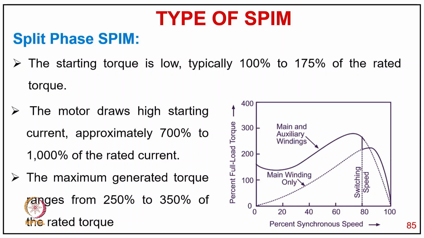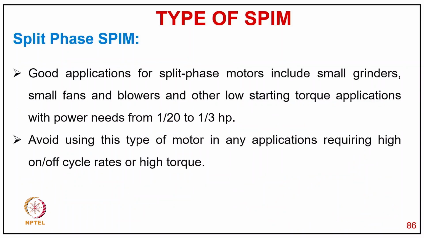The starting torque is low, typically 100% to 175% of rated torque. The motor draws high starting current, approximately 7 to 10 times the rated current, and the maximum generated torque ranges from 250 to 350% of rated torque. Good applications for the split phase motor include small grinders, small fan blowers, and other low starting torque applications with power needs of 1/20 to 1/3 horsepower. Avoid using this type of motor in applications requiring high on-off cycle rates or high torque.